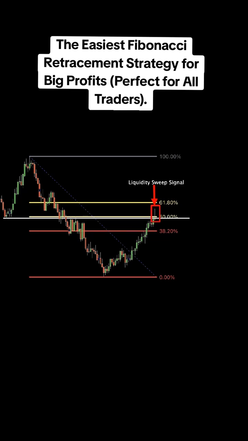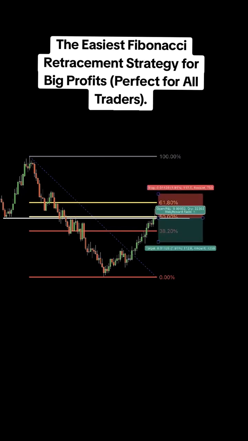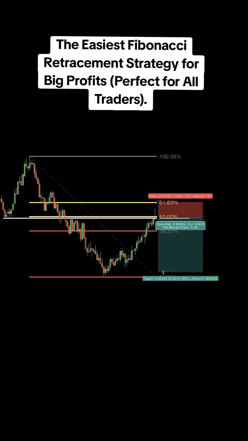Remember, a liquidity sweep can appear as a pin bar, an engulfing bar, a tailed bar, or even a doji. With all three elements, trend, level, and liquidity sweep signal in place, this trade setup has solid confluence. We enter the trade at the close of this pin bar candle, set a stop loss just above its high, and target the next support level below.